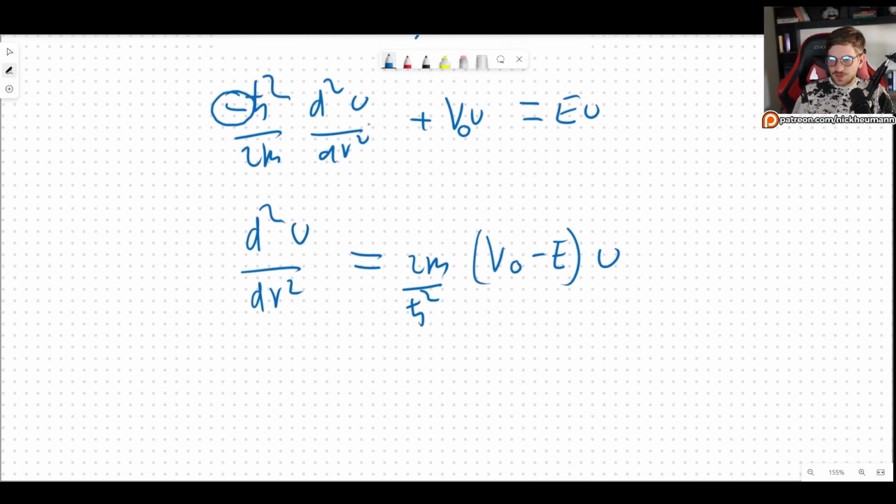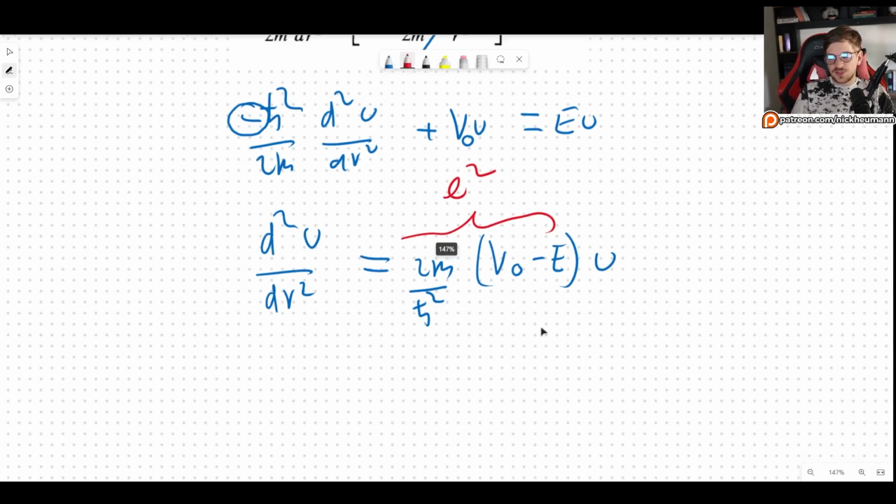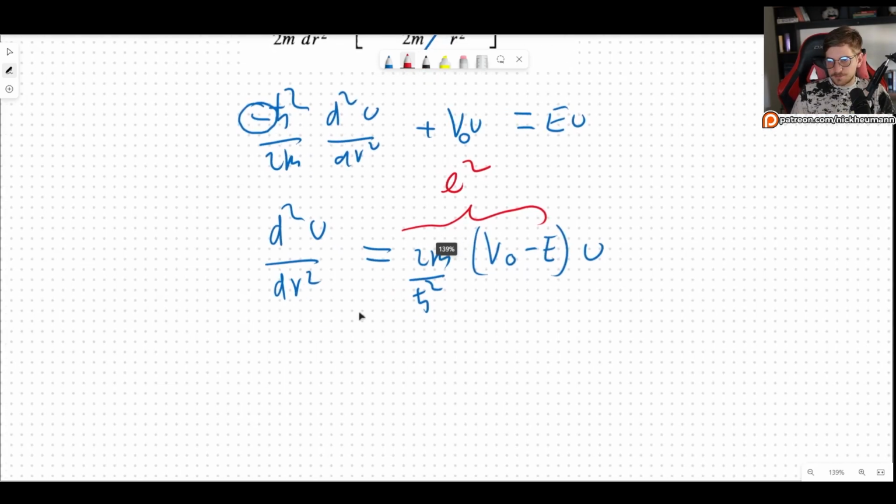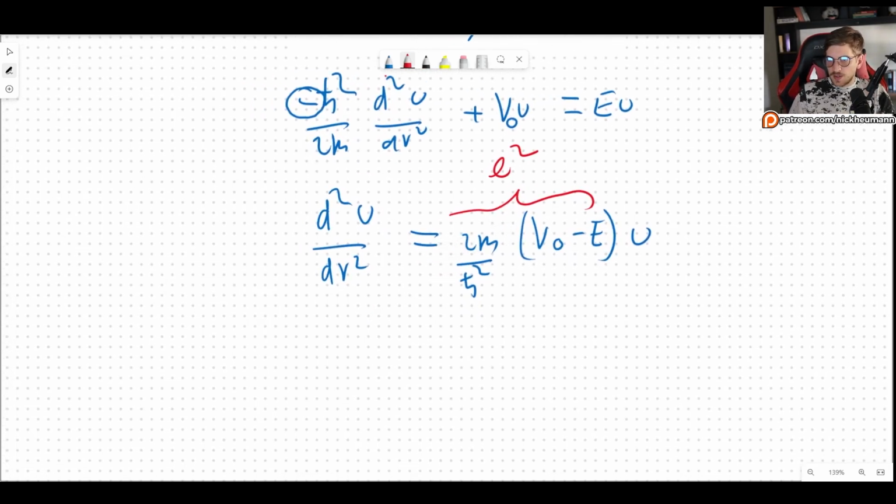Now let's call all of this L squared, using the same approach as before. Notice that the entire procedure is the same as before: we find the wave functions, then apply boundary conditions, and then find the equation that determines the energy. So with that, we get d squared u over dr squared minus L squared u is equal to 0. And how do we solve this?